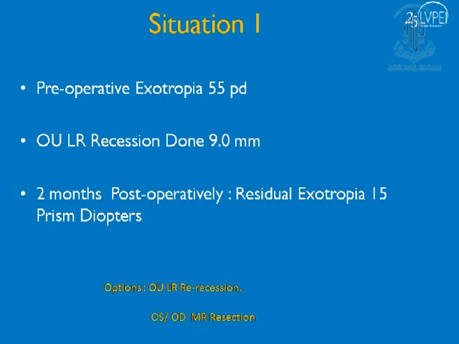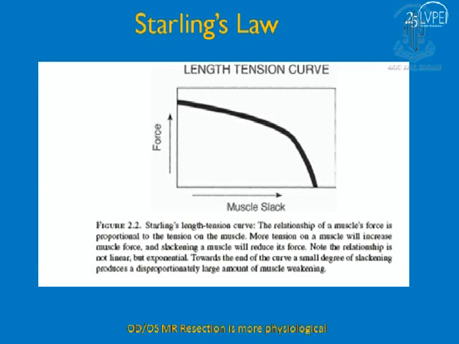So how do we decide? Applying the Starling's law, we know that up to 9 to 9.5 millimeters of LR recession is going to give us a predictable result, and this has already been done for the patient. So it will be more useful and more predictable to do the surgery over the medial rectus muscle in this patient.